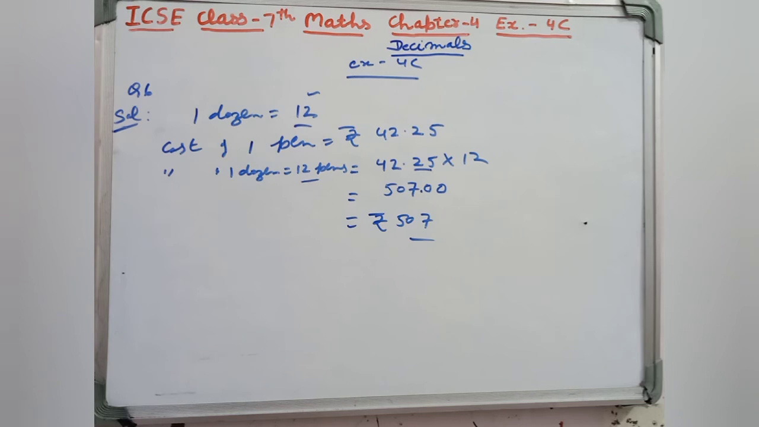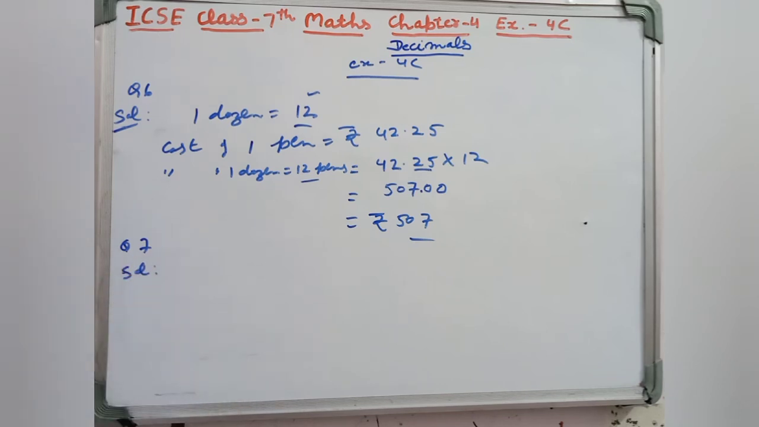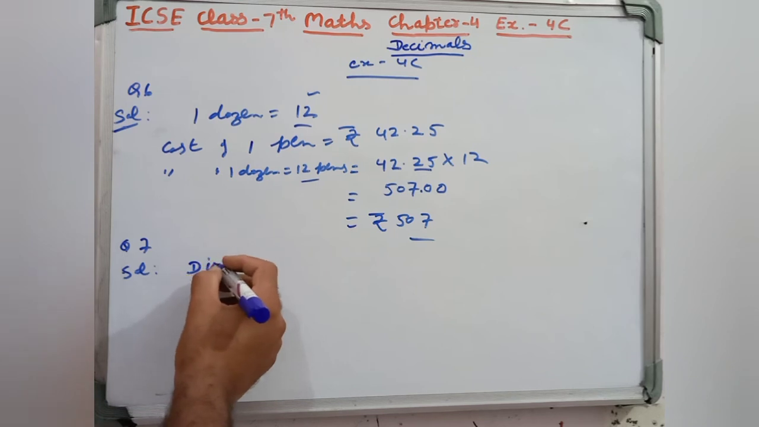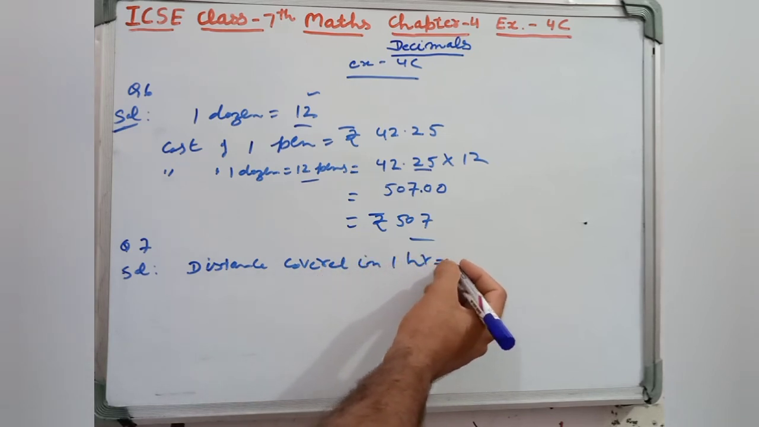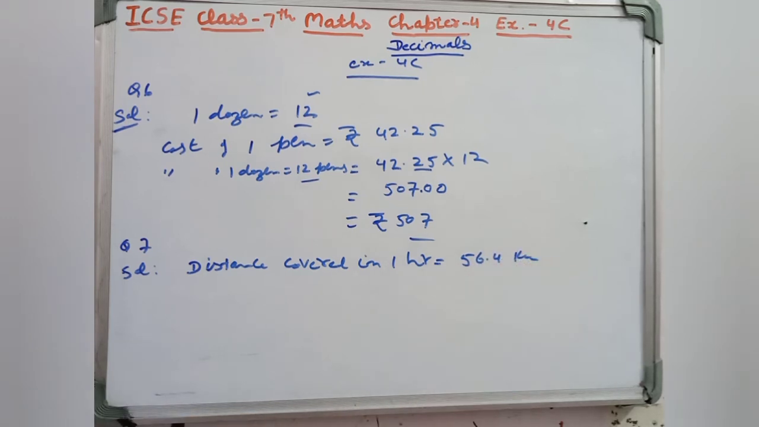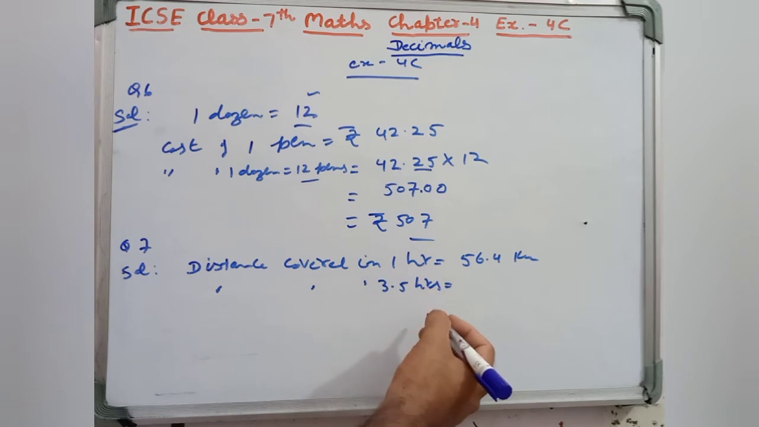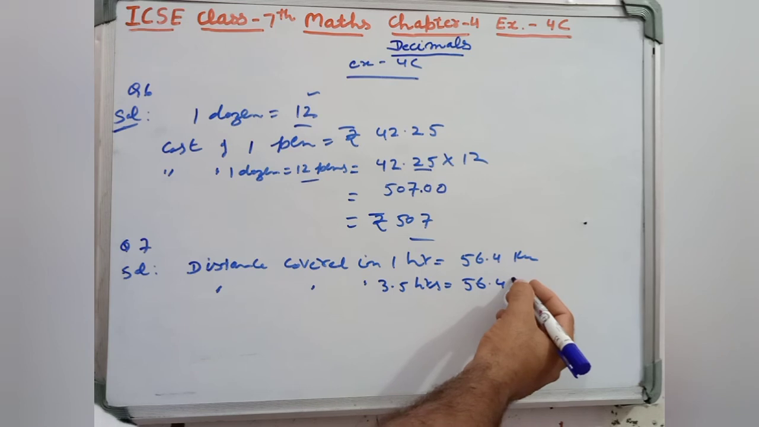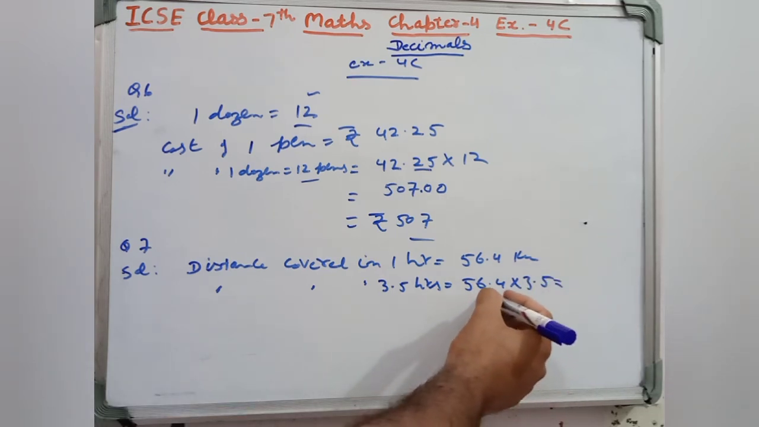Question number 7 is easy. It is your homework. A car moves at a constant speed of 56.24 km per hour. How much distance will it cover in 3.5 hours? Simply multiplication, right? Question 7, solution, I have to do it. We will write it as: distance covered in 1 hour is equal to 56.24 kilometers. Distance covered in 3.5 hours: 1 hour is less distance, 3.5 hours are more. So for more we will multiply by 3.5. You can do the multiplication, do it at home, that will be your answer. Alright.